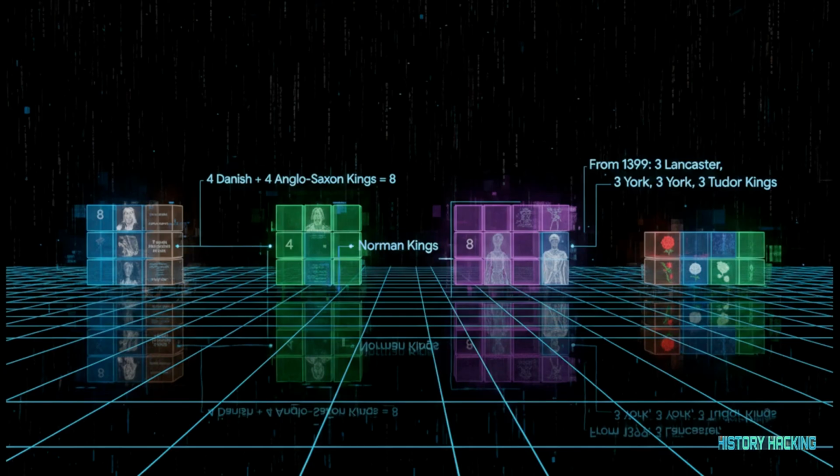You've got a block of 8 kings, 4 Danish, 4 Anglo-Saxon. Then a clean block of 4 Norman kings. Then another block of 8 Anjou-Plantagenet kings. And later on, you get 3 neat little blocks of 3. It's just too organized. It feels less like actual history and a lot more like a well-commented section of code.